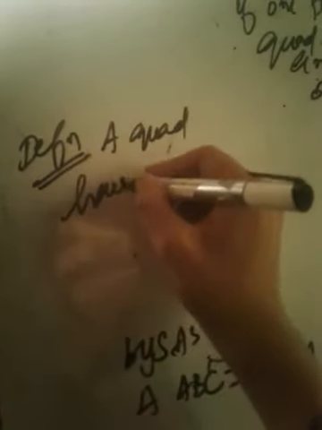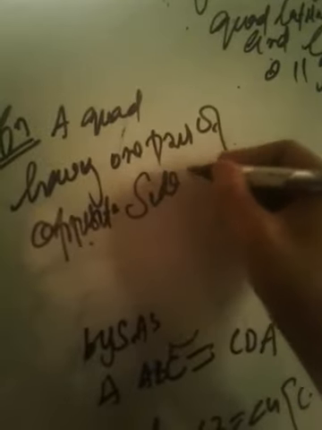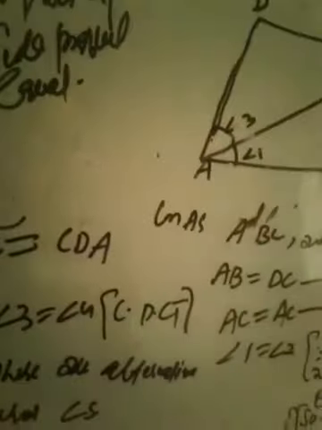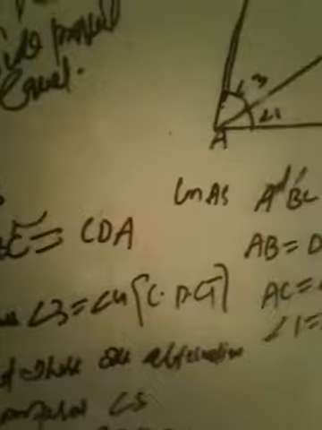I will write it again, the new, modified definition: a quadrilateral having one pair of opposite sides parallel and equal is a parallelogram. So this was all about theorem 8.3.